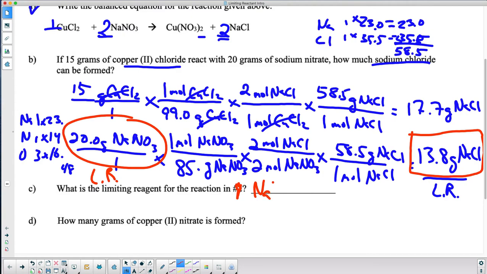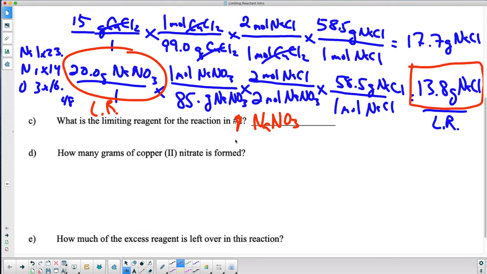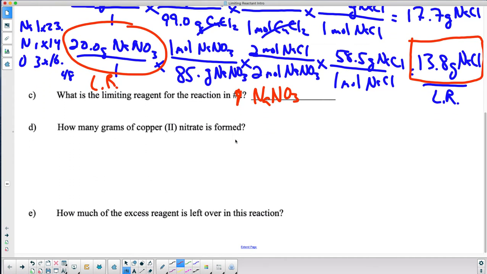So the limiting reactant is NaNO3. How many grams of copper nitrate can be formed? Let's move down. I'll show you exactly how to do this one. This is another mass-to-mass problem. So we're going to end up doing a bunch of mass-to-mass problems. So I go 20.0 grams like this.